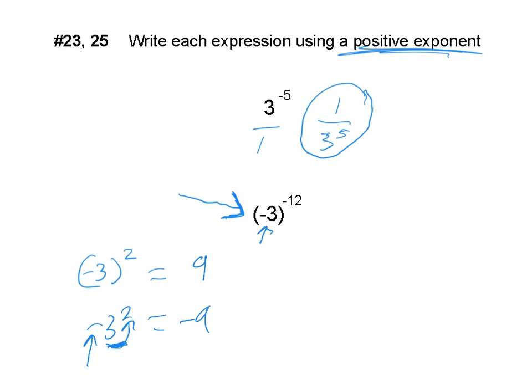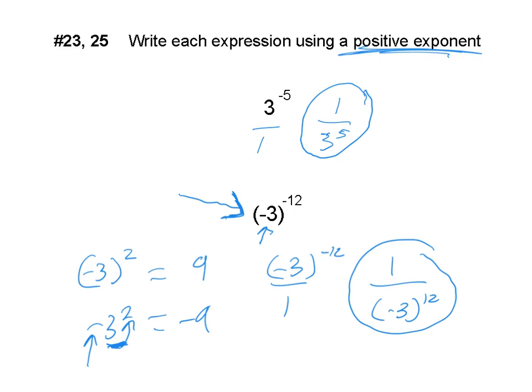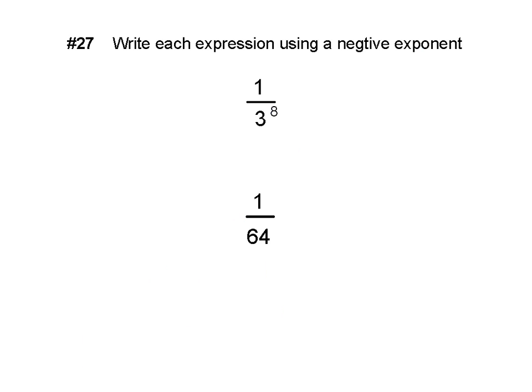So notice this one's in parentheses, so we're going to put it over 1 in parentheses, okay? And then we're going to flip it. So careful, still keep it in the parentheses, but make the exponents then positive once you flip, okay? So don't forget those parentheses on 23 and 25 if there are any like that. Then let's go the opposite way.